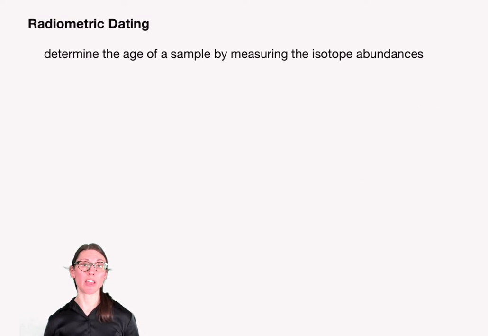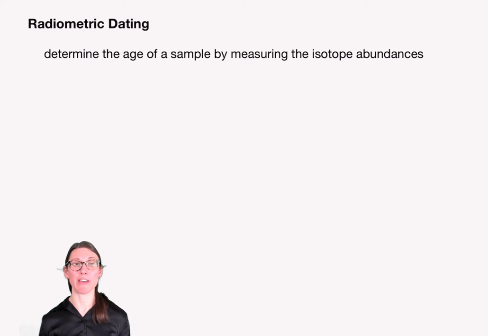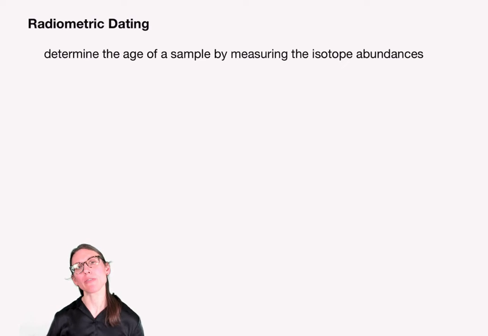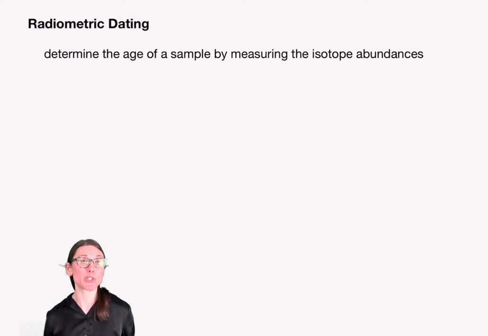Because radioactive decay is a first-order process, we can use half-life information and the measured amounts of radionuclei present in a sample to determine the age of a material. We call this process radiometric dating. This nuclear clock is regularly used to determine the age of rocks and archaeological sites.